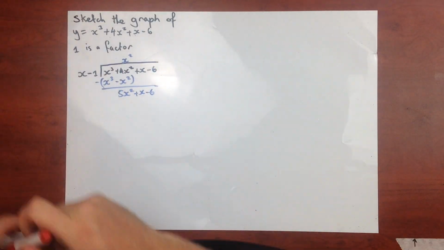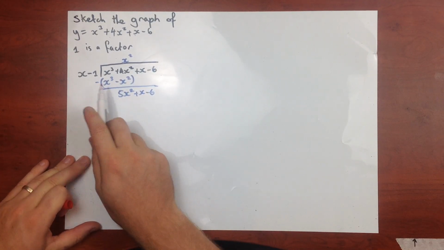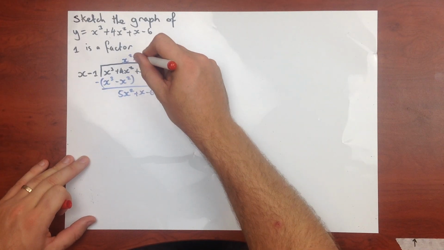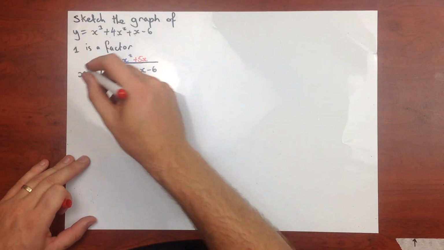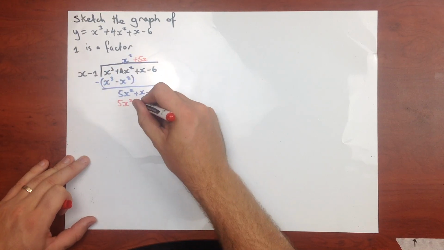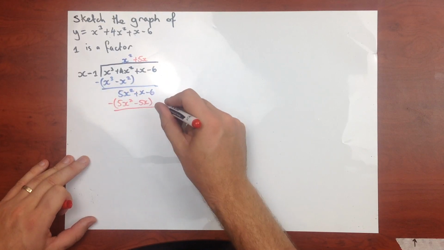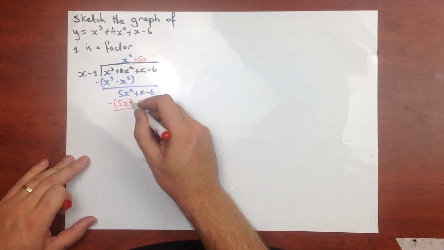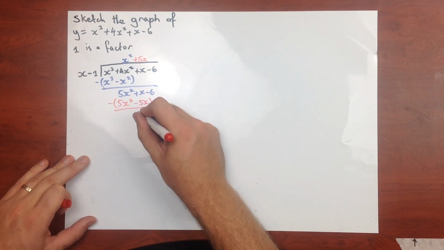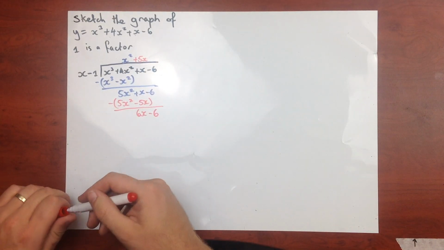Now we're up to basically the same process again. So we go 5x to the power of 2 divided by x is going to leave us with 5x. Multiply back through, we're going to get 5x squared take away 5x, bracket, bracket, take away line underneath. 5x squared take 5x squared is 0. x take 5x will leave us with negative 4x. Sorry, 6x minus 6 if I bring that 6 down.